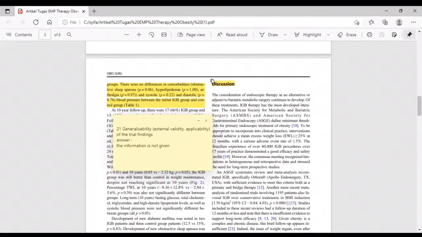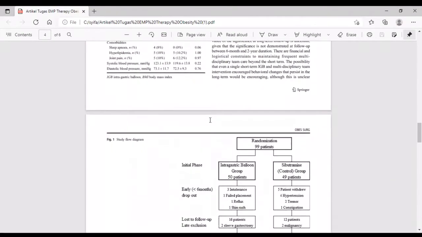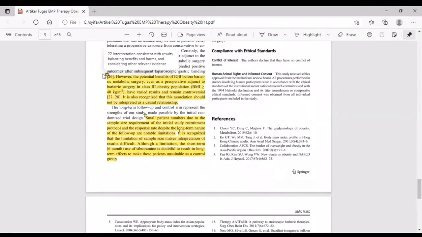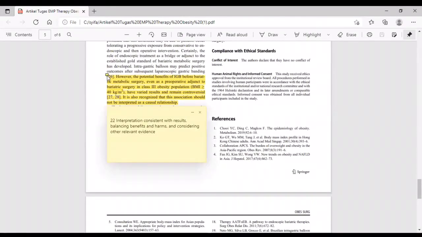So the next checklist is 21. 21 is generalizability. The point is external validity, applicability of the trial findings. But in this article the information is not given. Next is checklist number 22. The point of checklist number 22 is interpretation consistent with results, balancing benefit and harms, and considering other relevant evidence.